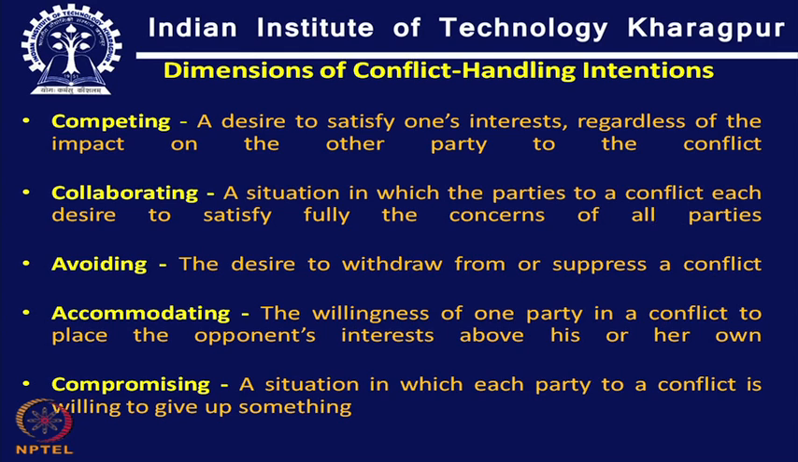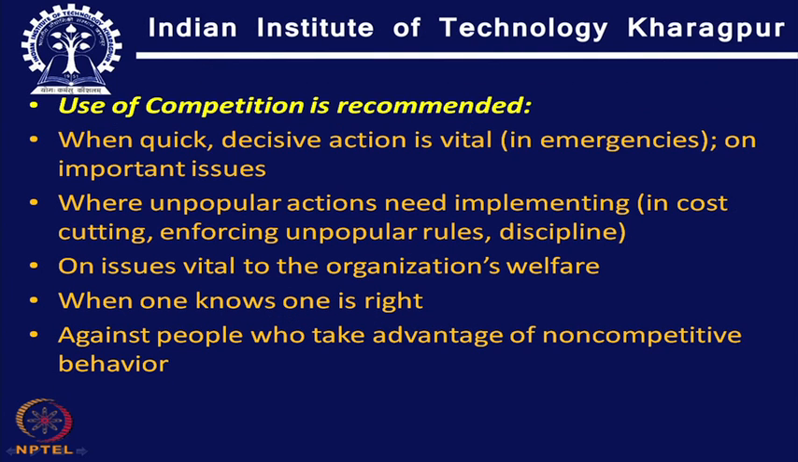Accommodating is a willingness of one party in a conflict to place the opponent's interest above his or her own interest, to accommodate the other party's perceptions and interest into our own. Compromising is where each party is willing to give up something, some of the personal interest, desires, etc., in order to achieve the bigger goal for the organization. Now, these are the 5 dimensions of conflict handling intentions, and they are used in different situations.